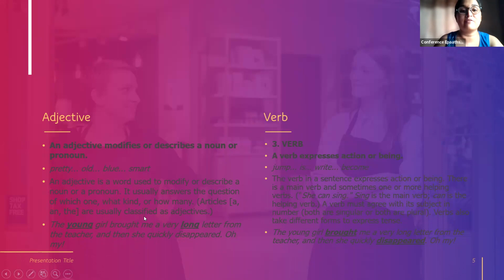Now, what is verb? Verb is always the action word. So a verb in a sentence expresses action or being. So there is a main verb, sometimes one or more helping verbs. So a verb must agree with a subject in number. So verbs also take different forms to express tense. So verbs are always the action words.